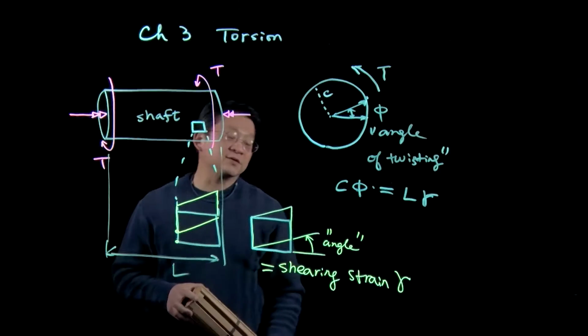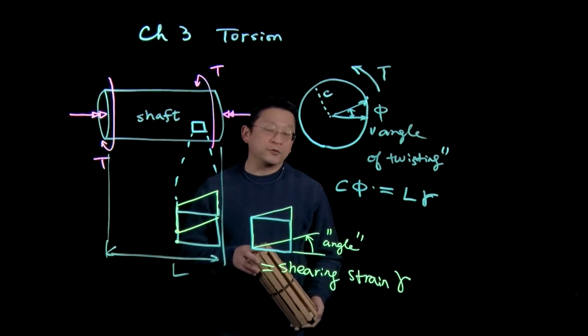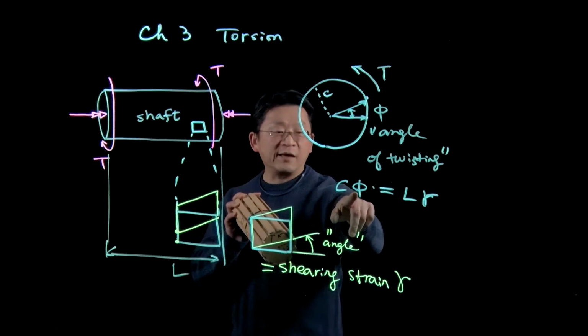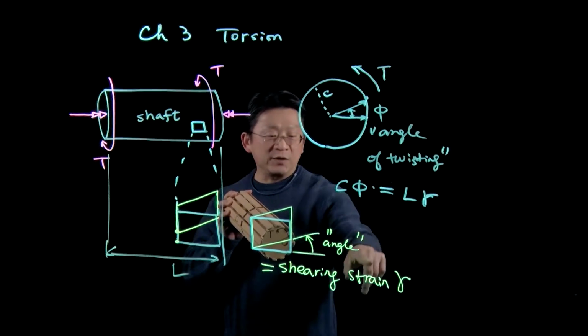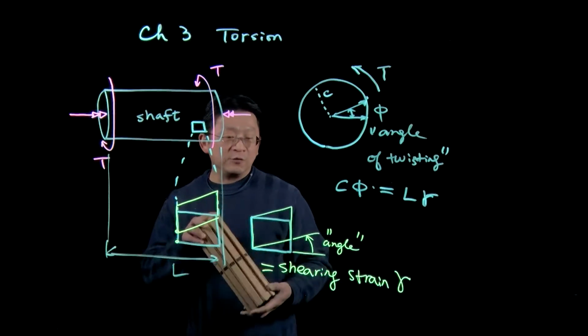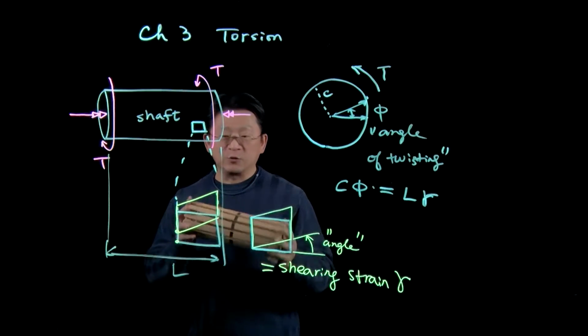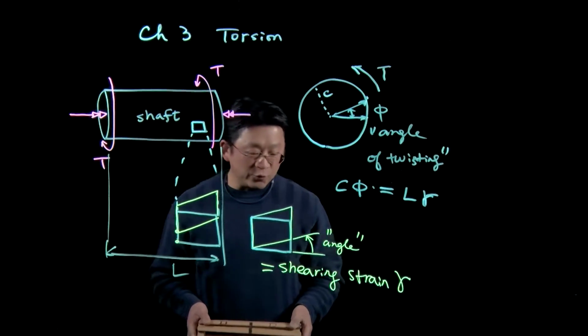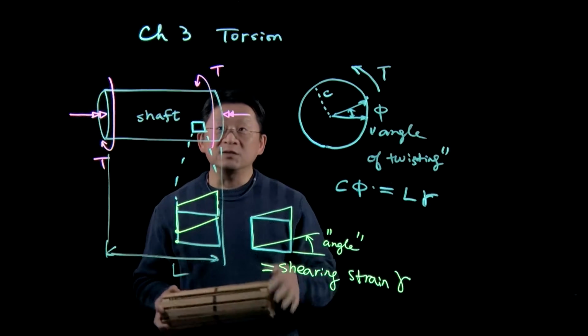So in this chapter, the first portion you're going to study is how to formulate the angle of twist in coupling with the definition of the shear strain. And from there, you would know how to quantify the response of the shaft to torsion. And that will be the first portion of this chapter 3.